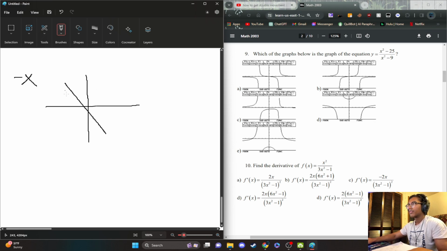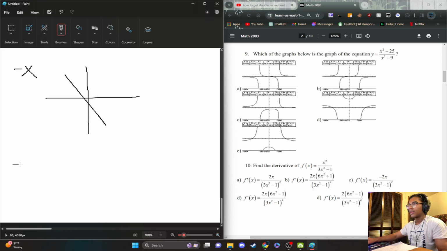This is the end behavior. So let's try negative x squared, right? First we had a U, like this. That would be x squared. But this time, since it's flipped, and since it's negative, it's like this.